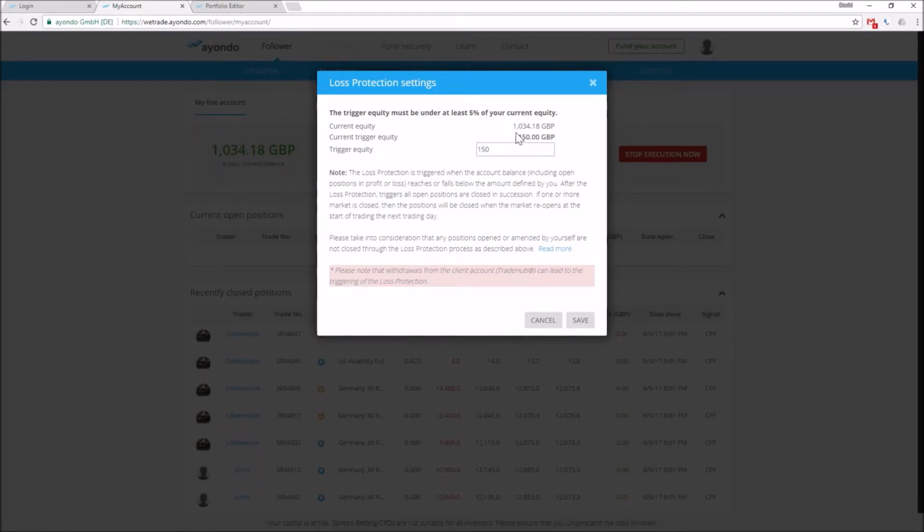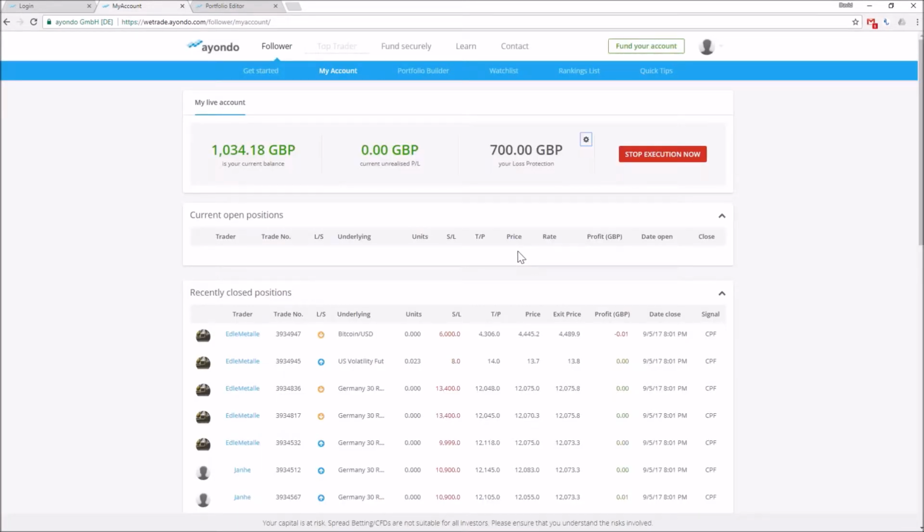So here we go. My balance is £1,034. The trigger equity must be under at least 5% of your current equity. So it's got to be at least 50, 60 pounds away at the moment. So let's say, if my account balance falls to £700, please close all the trades. So I don't want to take any more risk than that. So even though I've got £1,000 in my account, I'm effectively putting a stop loss order on my account. Click on save. There we go. That's done. So now, if that balance falls to there, all the trades will be closed and no more new trades will be followed.